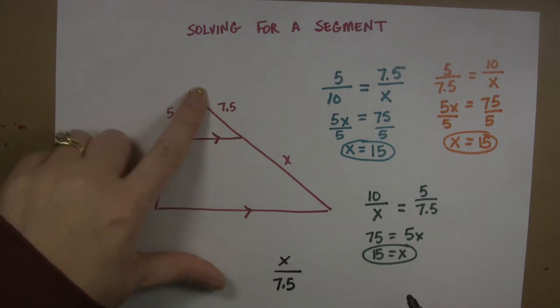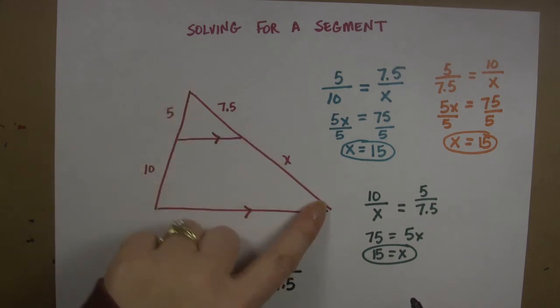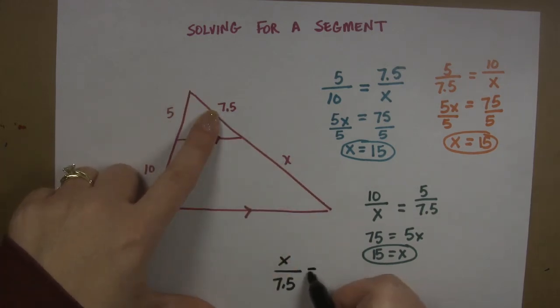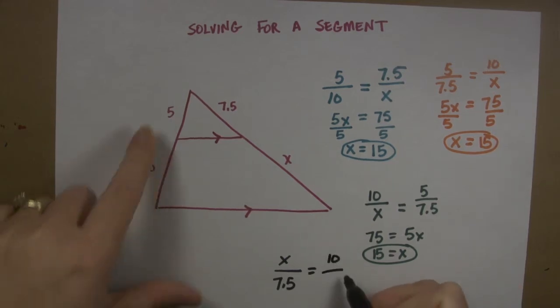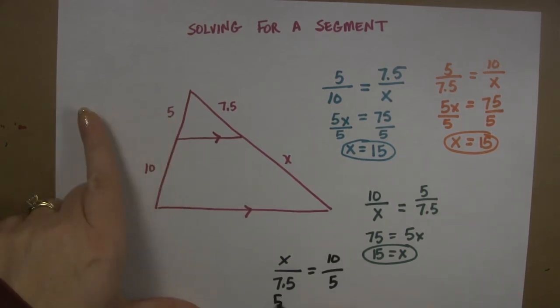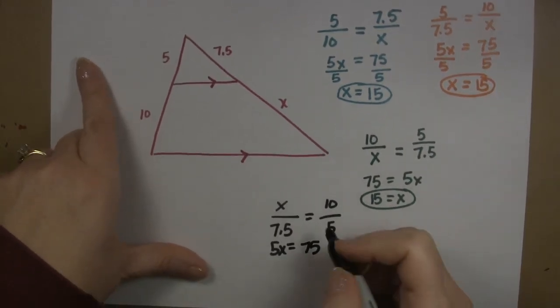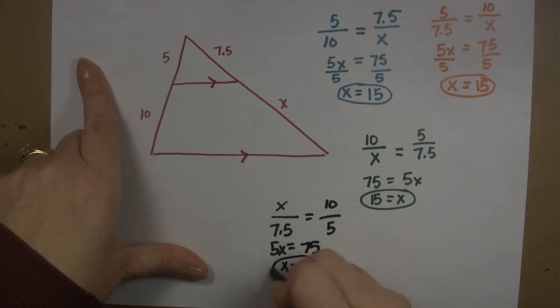I could also do x over 7.5. So that is, I'm working on this side of the equation. I'm doing the bottom section and then the top section. So then I go to this side and I do the bottom section over the top section. And I get 5x equals 75. So once again, I know that x equals 15.